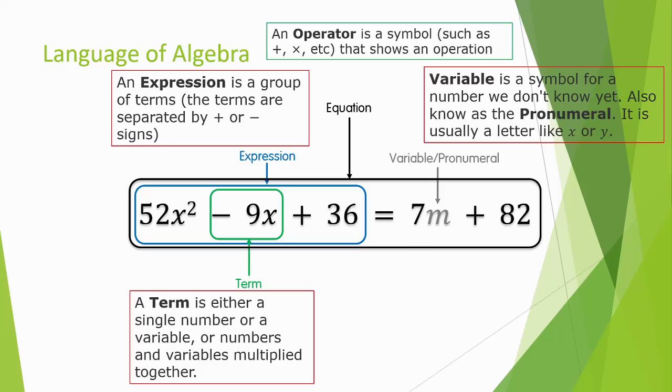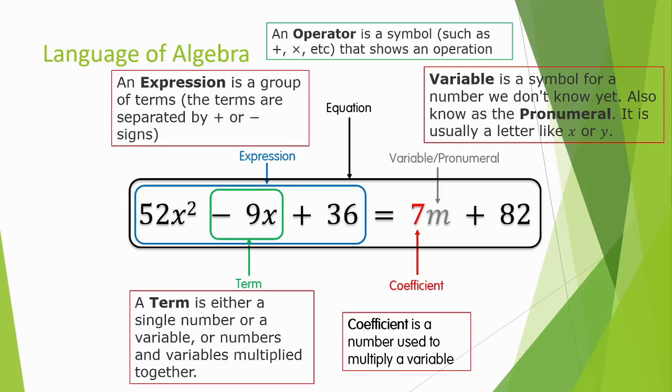And the number that's before the variables is called the coefficient, and this is the number that is used to multiply that variable. So the one that is highlighted, the 7, is the coefficient of m. We also have the coefficient of x in the term, which is negative 9, because the sign is part of it. And the coefficient of x squared is 52.